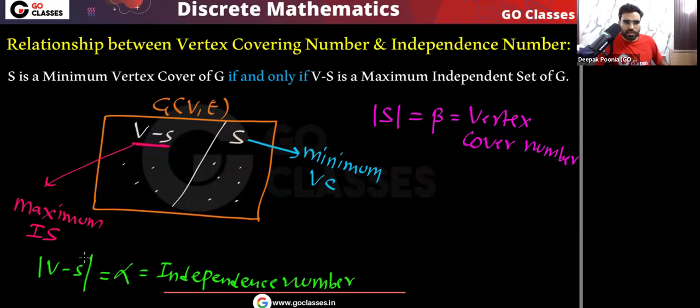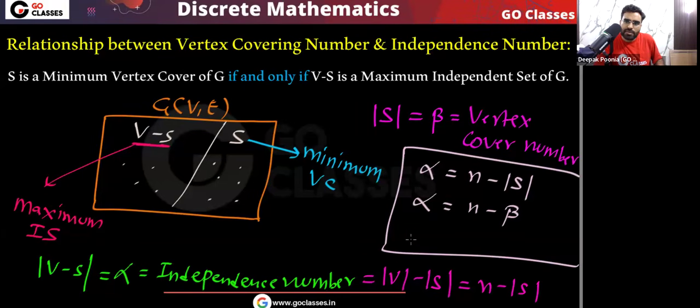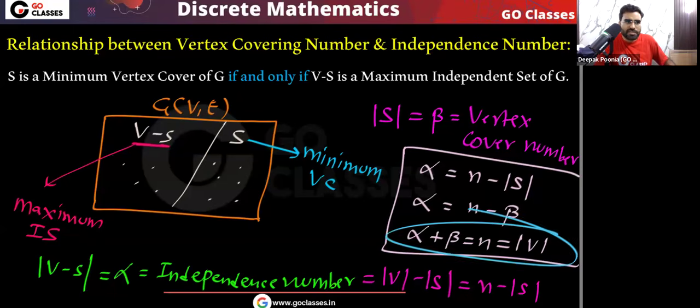What is the size of V minus S? It is the size of V minus the size of S, or basically N minus the size of S. So what is the conclusion? Alpha is N minus the size of S, and the size of S is beta. So alpha is equal to N minus beta, which means alpha plus beta is equal to N. What is N? This is the number of vertices. This is the important equation. I hope you understood this equation.